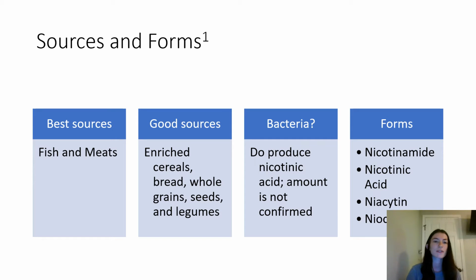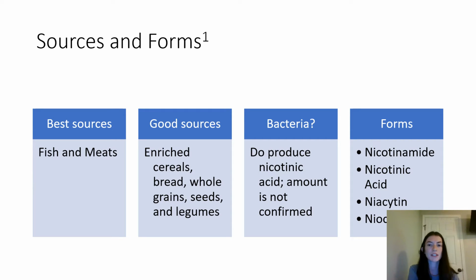All right, so this first slide includes sources and forms of niacin, because I feel like they're super important for our career fields. The best sources include meats and fish. And the next best sources include enriched cereals, bread, whole grains, seeds, and legumes.